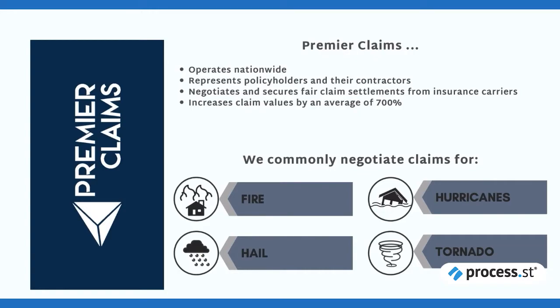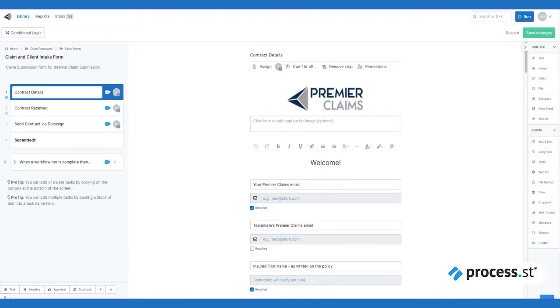We're Premier Claims, a public adjusting firm that represents policyholders and their contractors in negotiating fair claim settlements from insurance carriers on property damage. Our team secures an average increase on claim payments 700% greater than prior to our involvement on the negotiation. We discovered Process Street in July of 2020 and have since implemented many of our processes over to this elegant, easy-to-use platform.